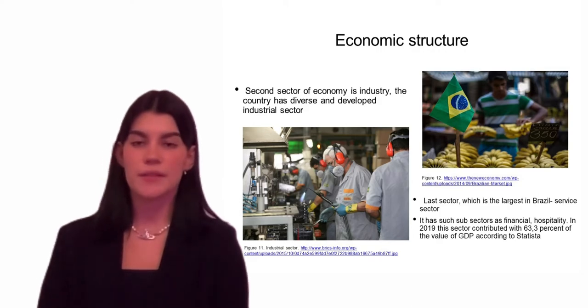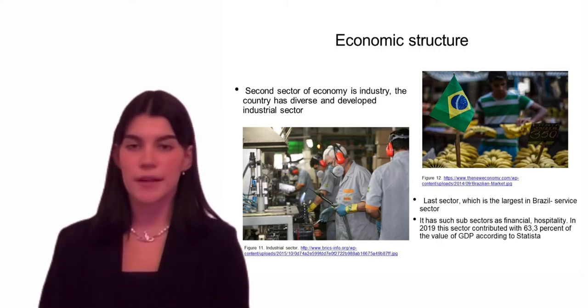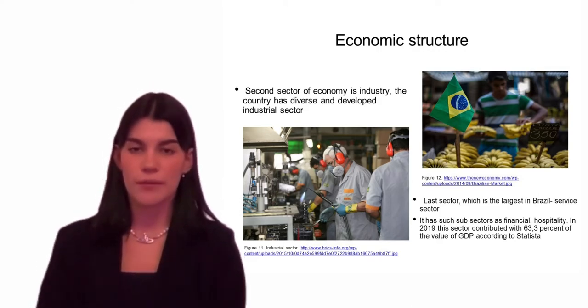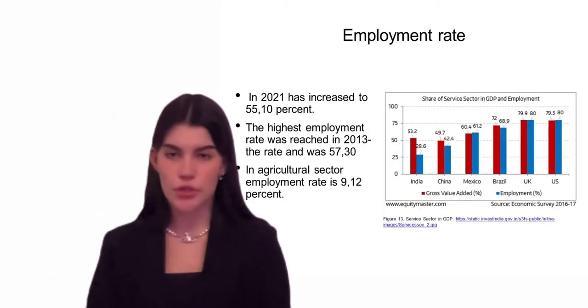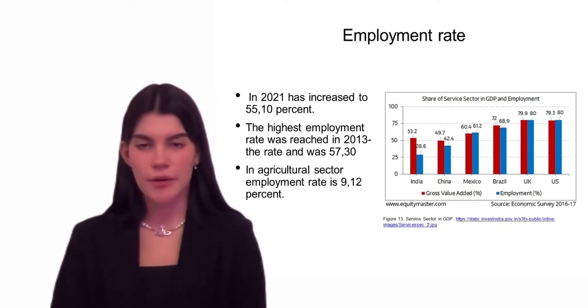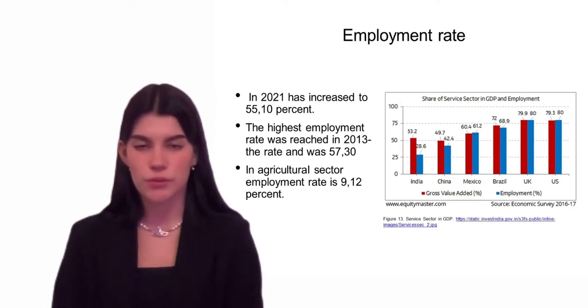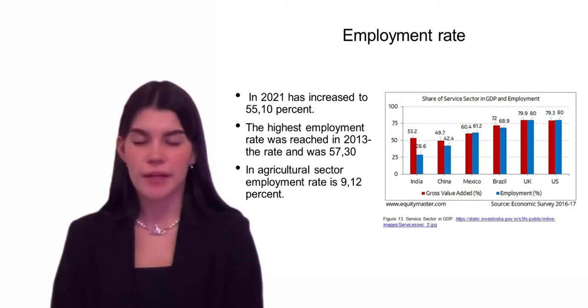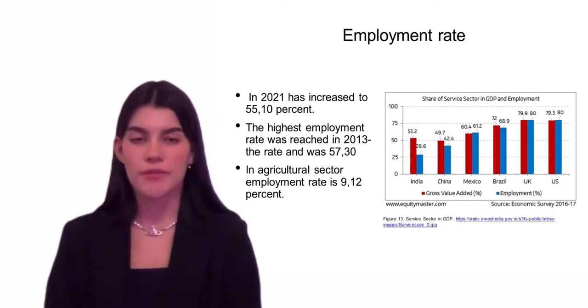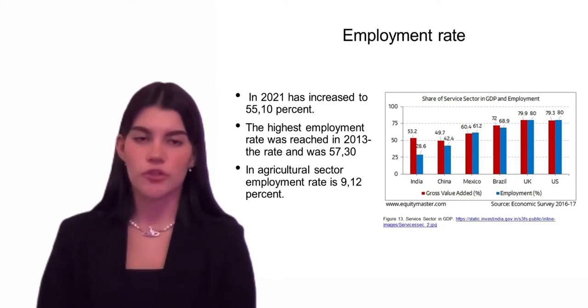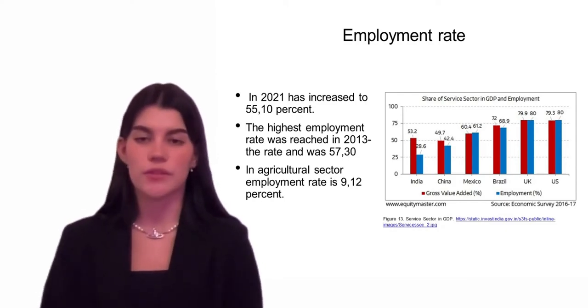In 2019, this sector contributes 63.3% of the value of GDP according to Statista. Moreover, talking about employment rate, it is worth saying that Trading Economics tells the rate in 2021 has increased to 55.10%. The highest employment rate was reached in 2013, the rate was 57.30%. Especially in the agricultural sector, the employment rate is 9.12%.